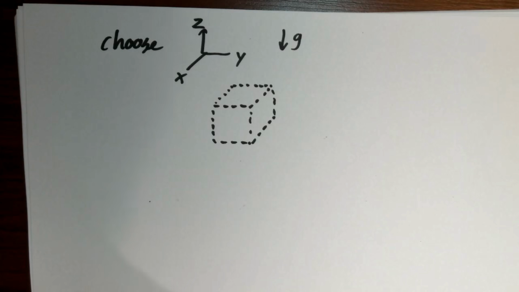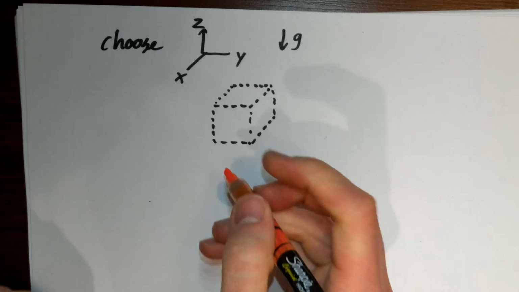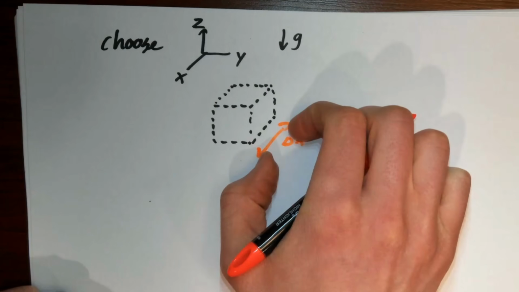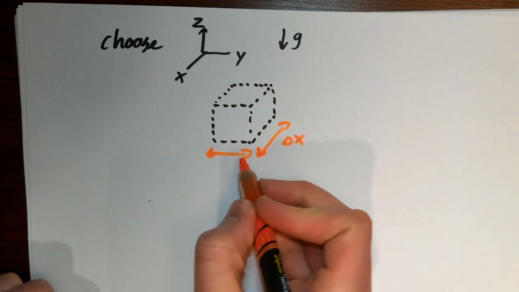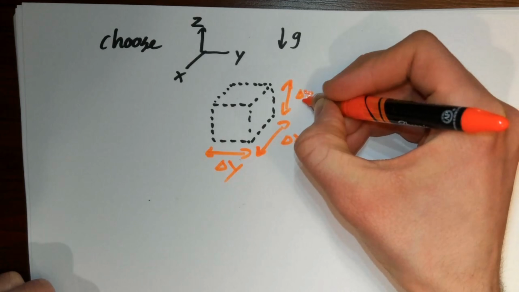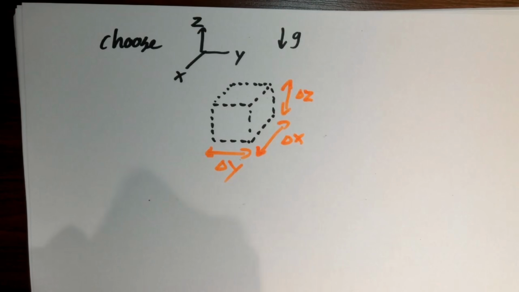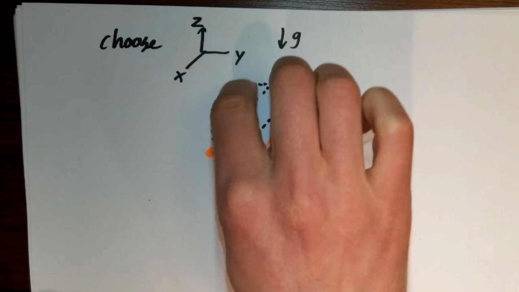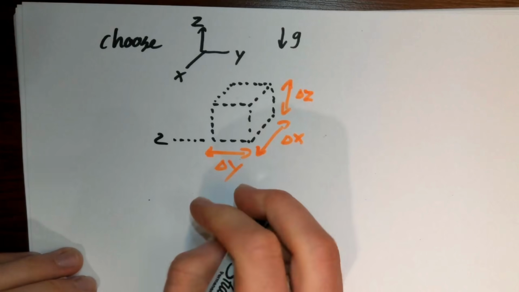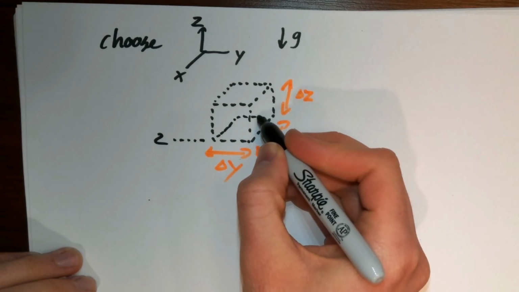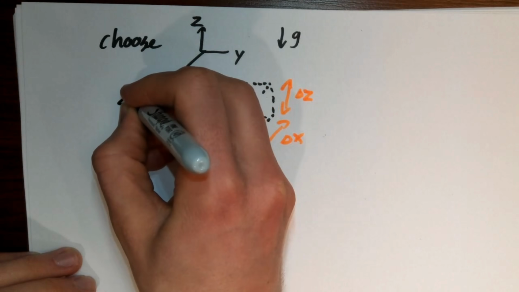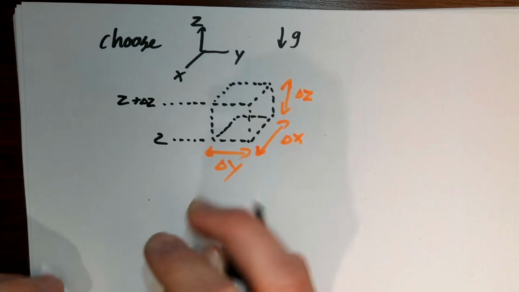So if we're analyzing this chunk of fluid, let's give it dimensions like we had before. This dimension of this chunk of fluid is delta x, this dimension is delta y, and this dimension is delta z. If I think about this chunk of fluid, I might call the location of the bottom face z, and the top face would be at z plus delta z.